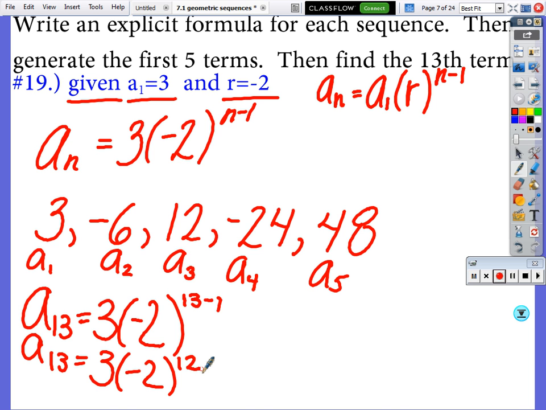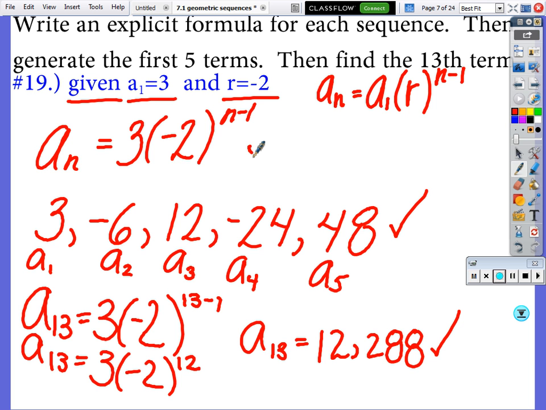And then from there you're plugging it into your calculator correctly. So a sub 13, meaning our 13th term, is going to be positive. I got a positive, so check your signs again. Make sure you're putting things in parentheses, especially that -2. So 12,288. Practice typing that in to make sure you can get that correct. So our three answers were check, check, and check. So, all right, now you can do problems 20 through 26. Any questions on this?